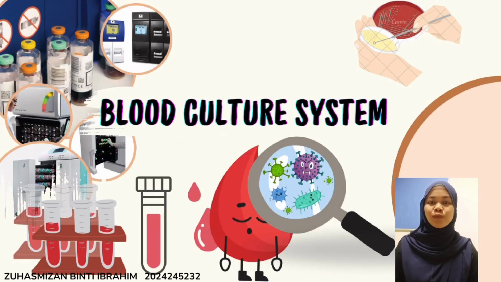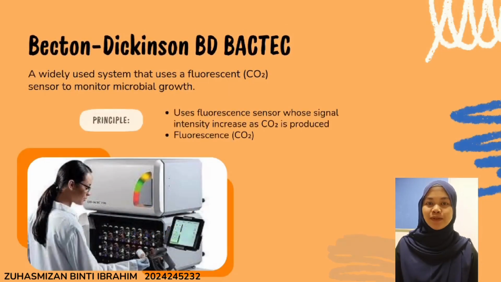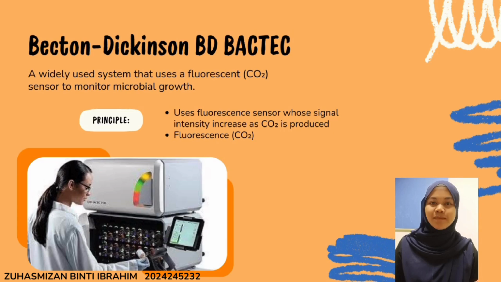So today we will look into one of the most widely used automated systems, which is the BD-BACTEC blood culture system. Now we jump into the principle. The BD-BACTEC system operates on a simple but powerful principle. It detects microbial growth by measuring carbon dioxide production. As microorganisms grow in the culture bottle, they release carbon dioxide. The system uses a fluorescent sensor whose signal intensity increases as carbon dioxide is produced. The machine reads this fluorescence and interprets it as evidence of microbial growth.